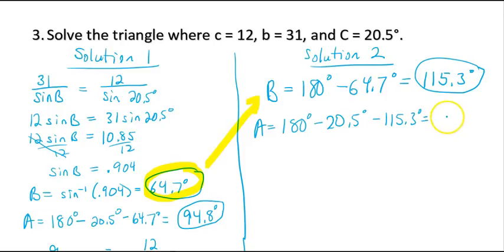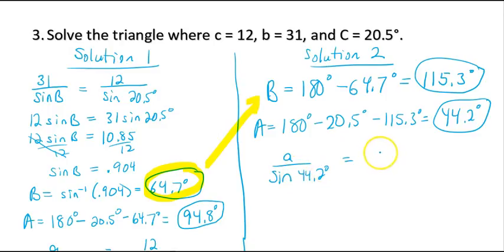And that gives us 44.2. So there is angle A. And then the last thing to do, I have everything but side A, so it's find side A. So A over sine of angle A equals, and again I'm going to go back to the C's, 12 over the sine of 20.5.